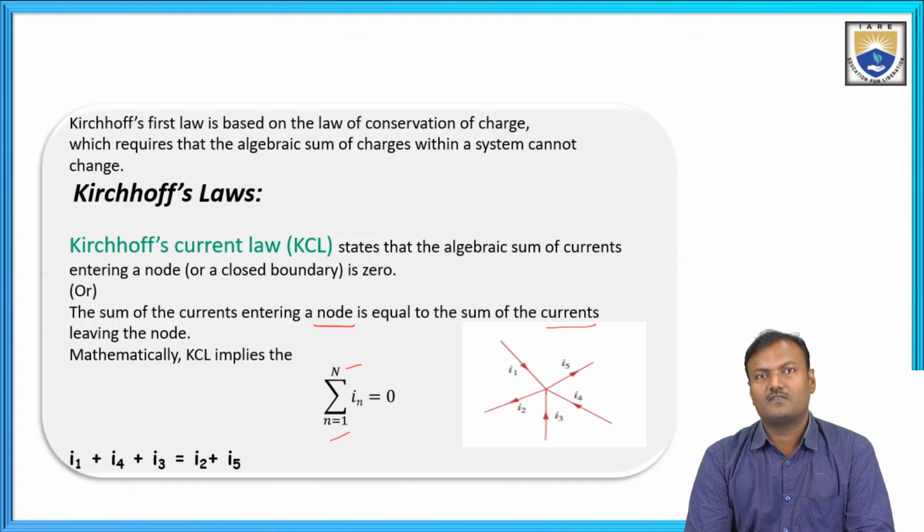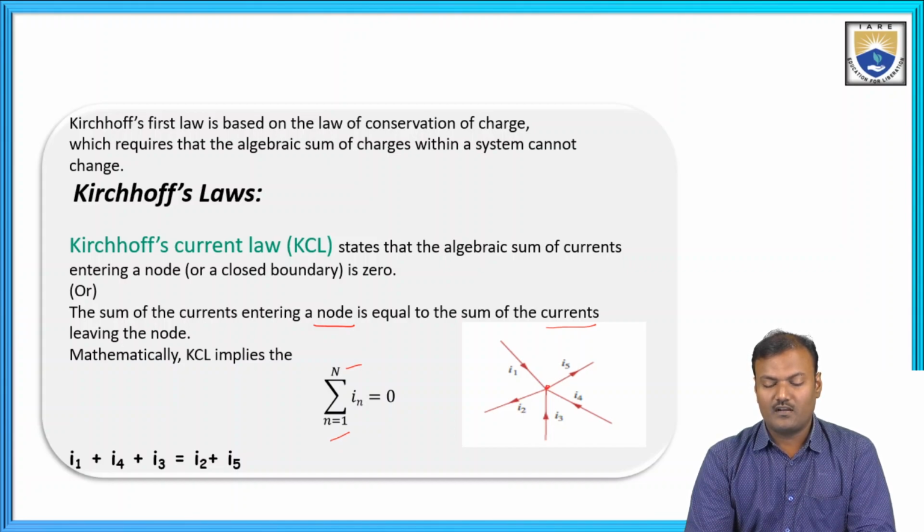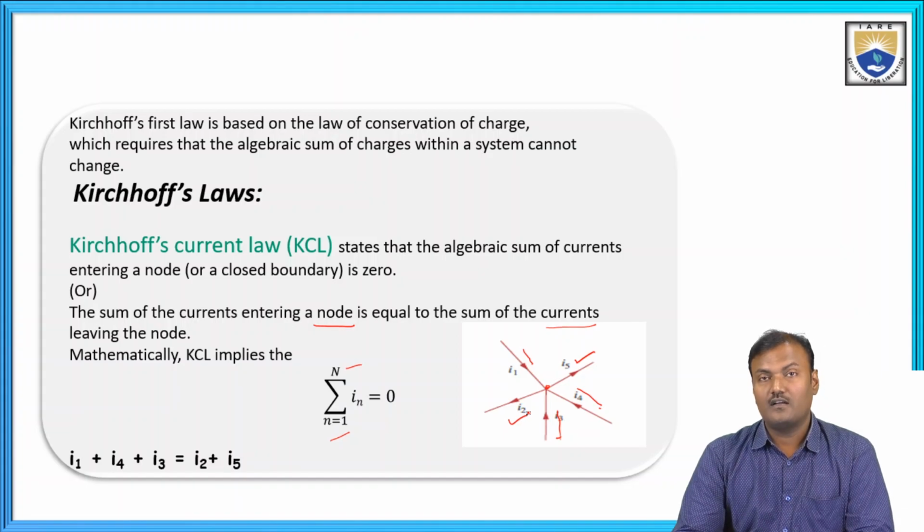A pictorial representation of this law: here it is one node. The currents entering are I1, I3 and I4, all entering the same node. So the sum of these three currents, I1, I3 and I4, is equal to the sum of the currents leaving, that is I5 and I2. This is Kirchhoff's current law.